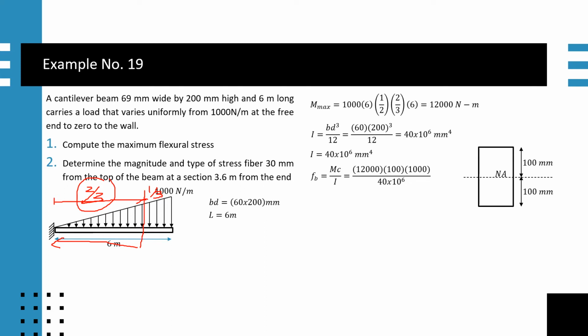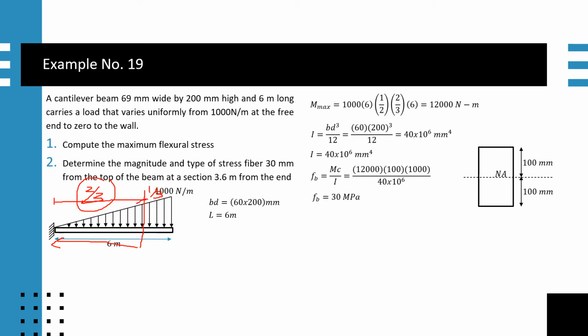And then, bakit ako nag-multiply ng 1,000? Kasi yung 100 natin is naka-mm at ang 12,000 natin is Newton meter. So, yung meter dito, gawin nating millimeter. Kaya nag-multiply ako ng 1,000. Dahil ang ating I din naman is mm raised to 4. So, simplify. That is 30 MPa.